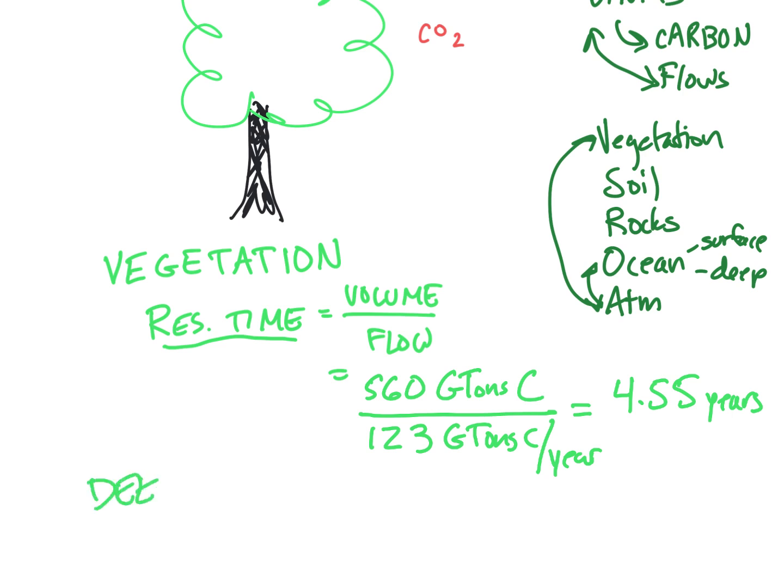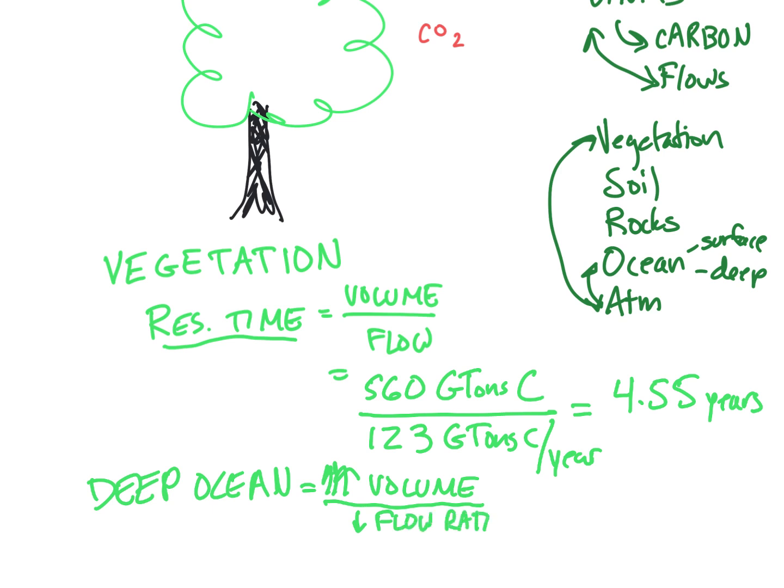Just for comparison, I don't have the numbers on hand. I can find them though and look them up. But the deep ocean has a much bigger volume and has, I think, a smaller flow rate coming into it or through it. And because the volume is so much bigger and this flow rate is a little bit smaller, that means that it has a really long residence time.